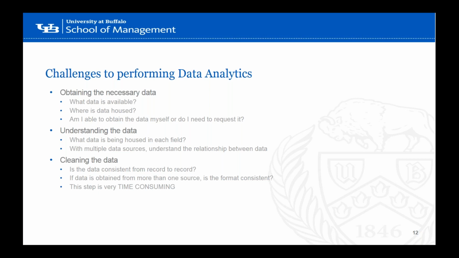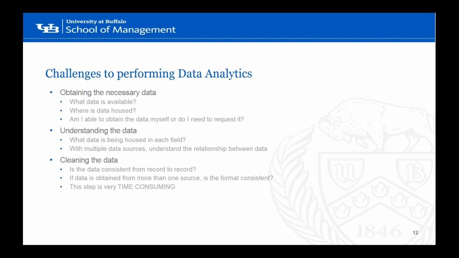If you are dealing with multiple data sources, understanding the relationship between data. So if your data starts out in system A and it moves to system B, what is being moved? How is it connected? How can I link the data together?